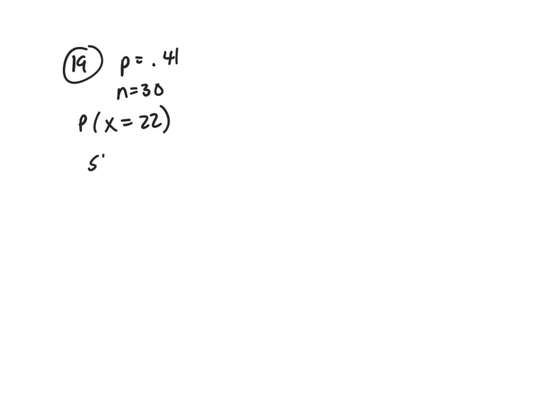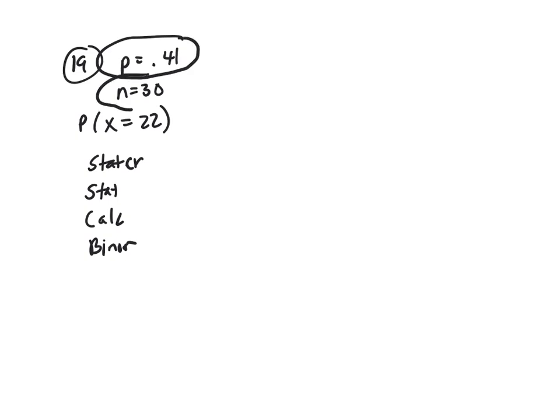So what you do is you go to StatCrunch, Stat, Calculators, Binomial, and you're going to enter in your P and your N. Then right below that, choose the equal sign and 22, and then press compute. I think you get 0.0003.